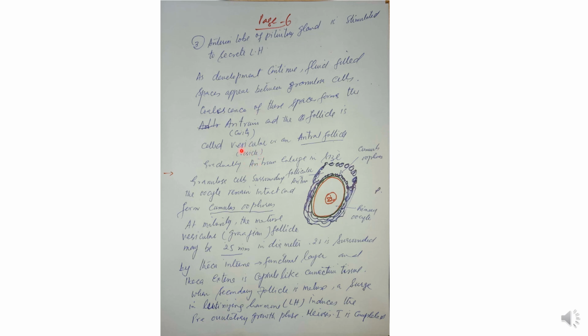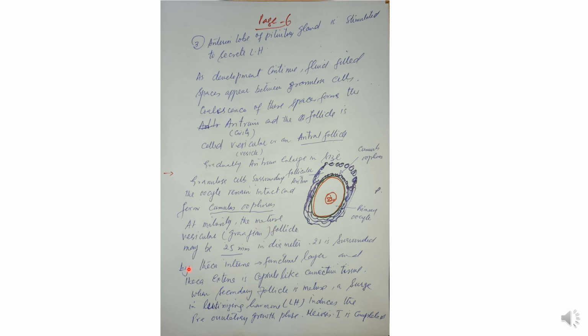So the spaces coalesce and form the antrum, and the follicle is called a vesicular or antral follicle. The new name, vesicular, means vesicle-like or balloon-like, or antral follicle. Gradually the antrum enlarges in size, as I have shown. Granulosa cells surrounding the oocyte remain intact and form the cumulus oophorus. This one is the cumulus oophorus, which remains, and these are the peripheral cells. In between them is the antrum.